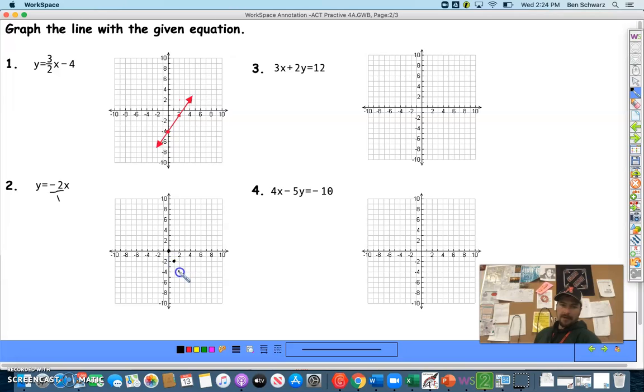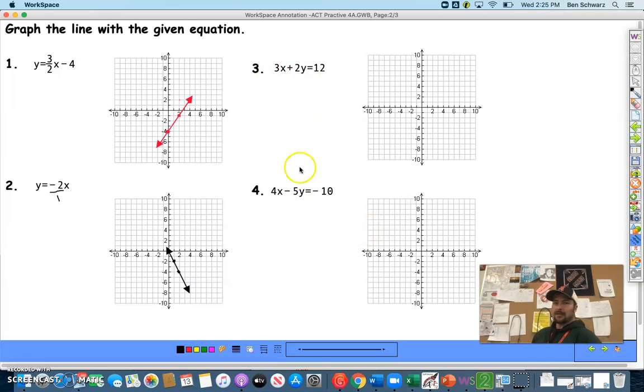And then notice that if you have a positive slope, your line's going that way. If it's negative, it's going the opposite direction. So if I go ahead and graph this line here, you have that line. All right.